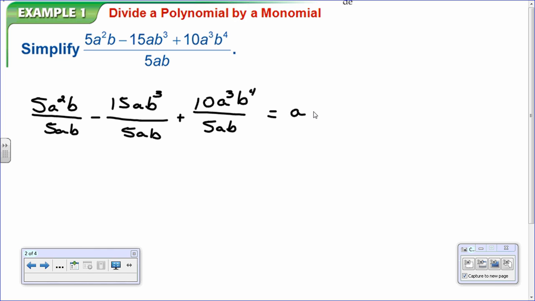Then minus 15 divided by 5 is 3, a divided by a is 1, b to the third divided by b is b squared, then plus 10 divided by 5 is 2, a to the third divided by a is a squared, and b to the fourth divided by b is b to the third. And that's how you're going to do every one of them. That's just being divided by a monomial.